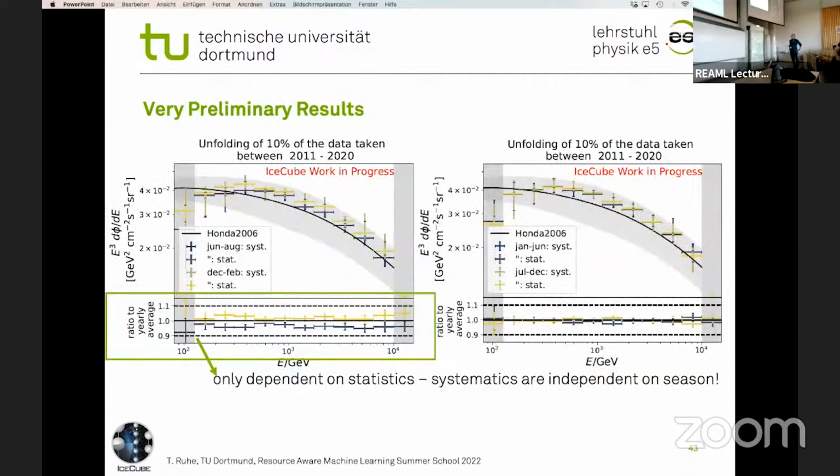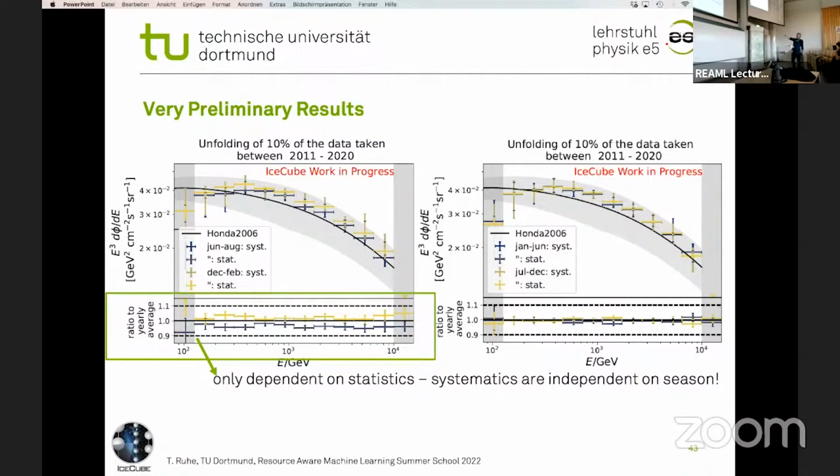Okay, and these are some of the very preliminary results. First of all, this says IceCube work in progress. We're not done yet. You can also see that this is only based on 10% of the data. This is why this is still work in progress, but we hope to have the full data set very soon. You can see that this is very hard to distinguish just based on the spectra alone. Again, this is because we have large systematic uncertainties.